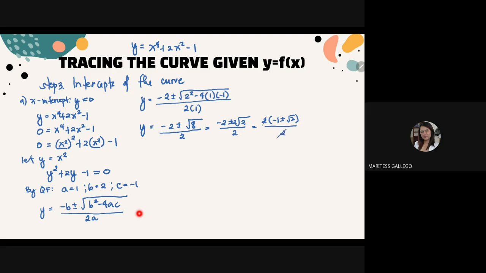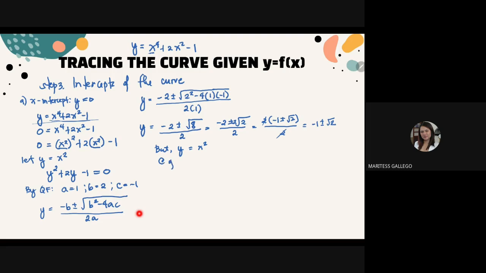Para nag-cancel yan. What do we have now? Your y now is negative 1 plus and minus the square root of 2. So you have two values of your y, right? The first is the positive and then the negative. But we're not solving for y because the original function we have is in terms of x ito. Tama? In terms of x. Kaya babalik tayo dito, okay, but we know that y is equal to x squared. So papalitan natin ngayon siya.